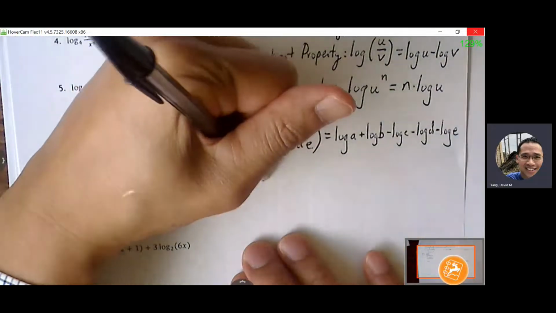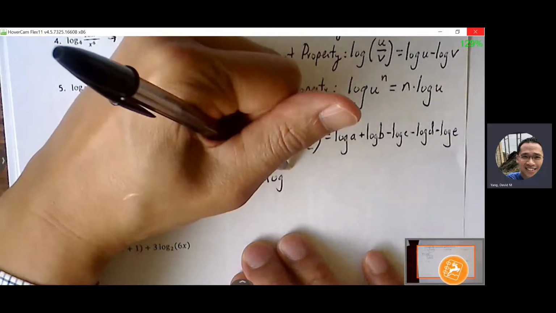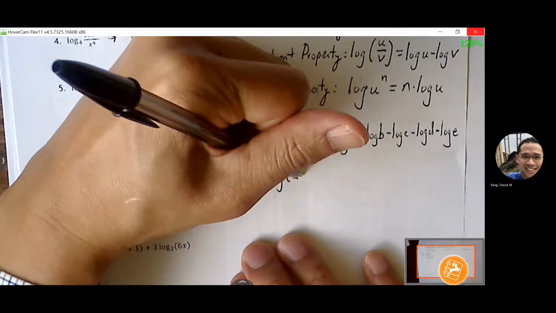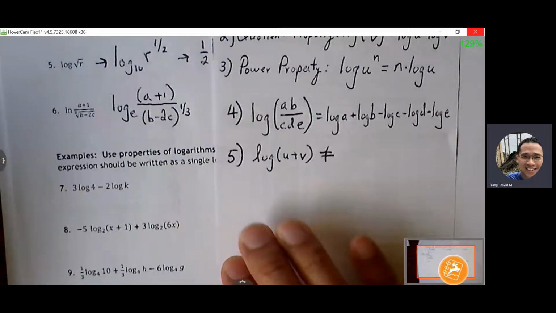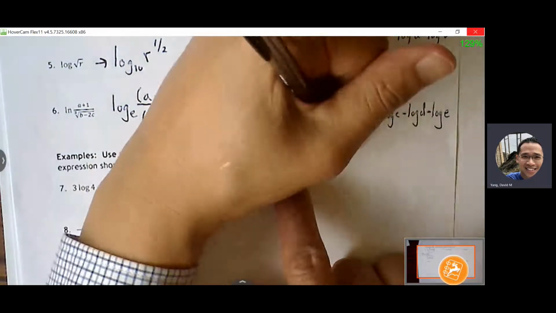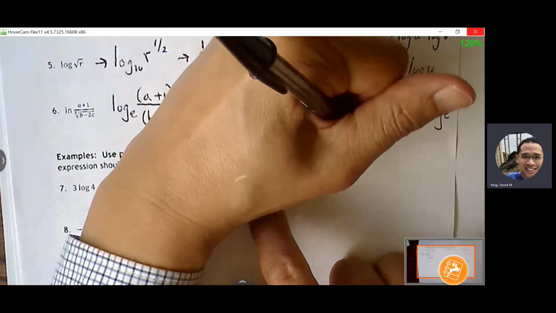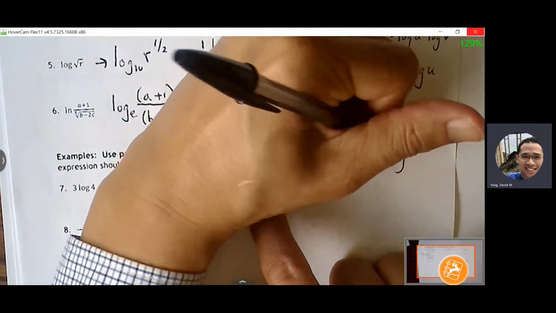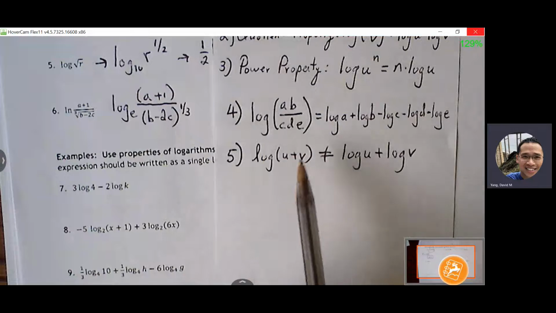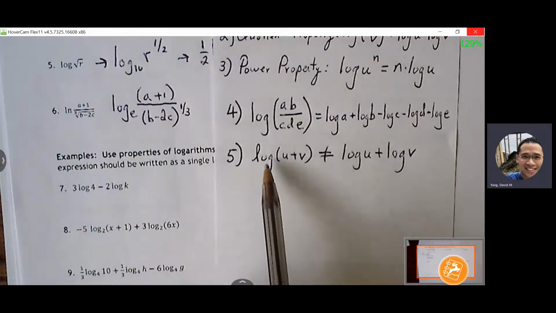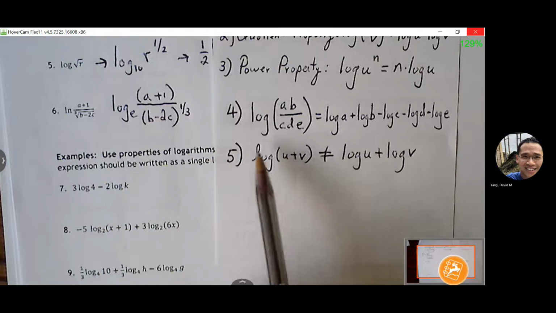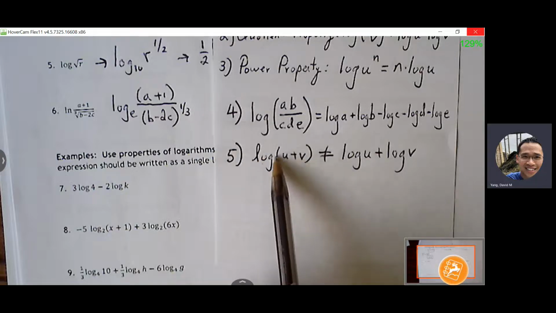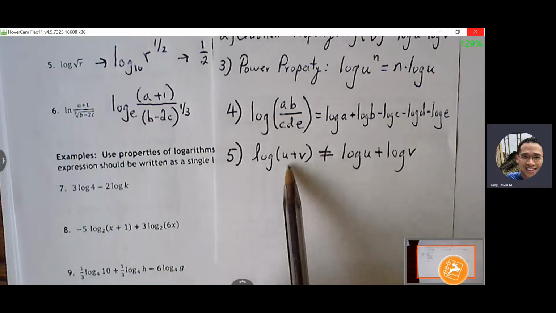If I have log of u plus v, we can't do this. Okay, this is stuck. We can't do log of u plus log of v. I know it feels like a very natural thing to do because you're distributing something through, but this log is not an independent thing outside of u plus v. This is inside. We can't distribute something if this is inside the log function. So we can't do this.